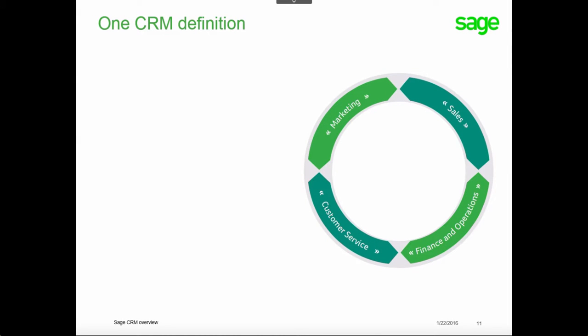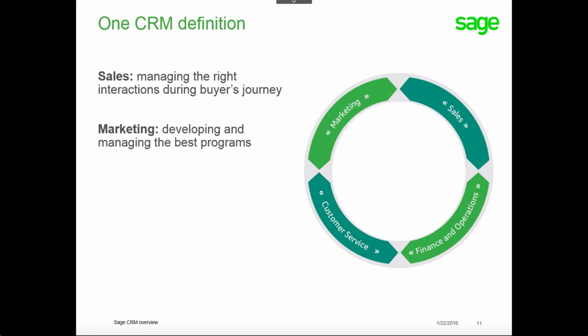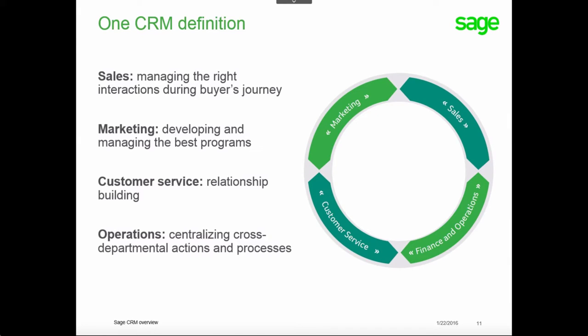CRM helps across the business: for sales, business owners, marketing, finance, and operations, with managing the information or activities of customers or other relationships. For sales, you may want to make sure you're working on the right activities so you're not wasting the precious time you've got. For marketing, it's about developing and managing the best programs. For customer service, you want to deliver the best service you can to ensure higher customer satisfaction and repeat business. For operations, it's about centralizing all the cross-departmental actions and processes.